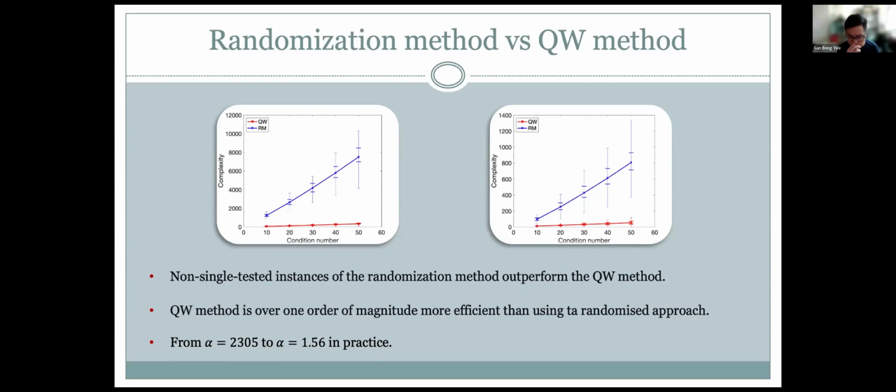I see. So for larger dimension matrices, your algorithm wins even more, right? Because based on the extrapolations, the rate of increase for your algorithm is much lesser compared to the randomization methods. That's right. Okay, got it.